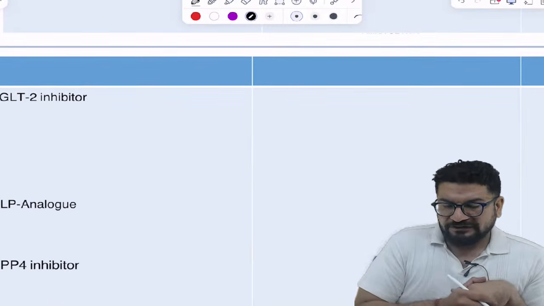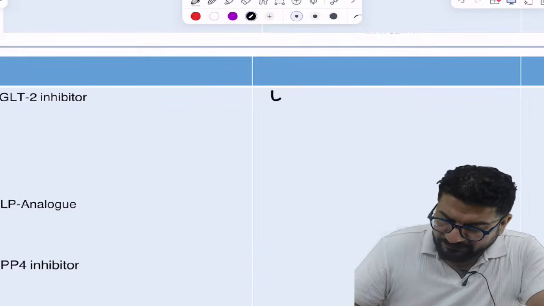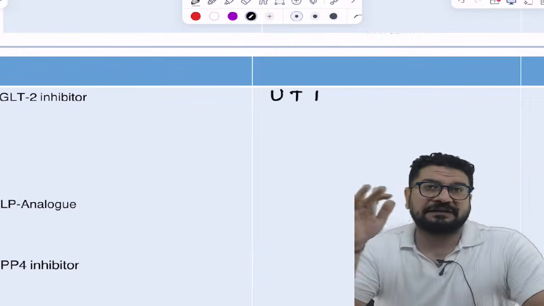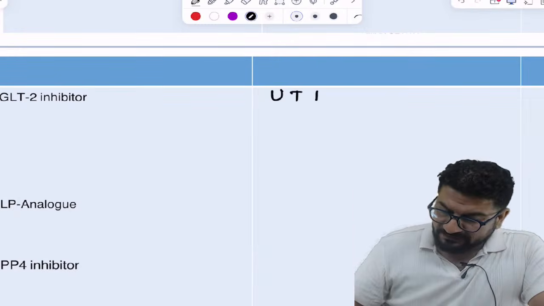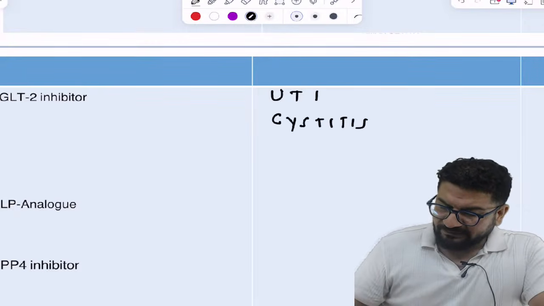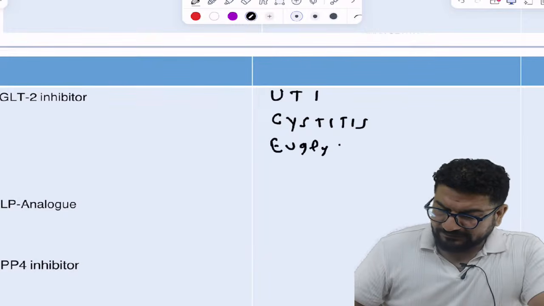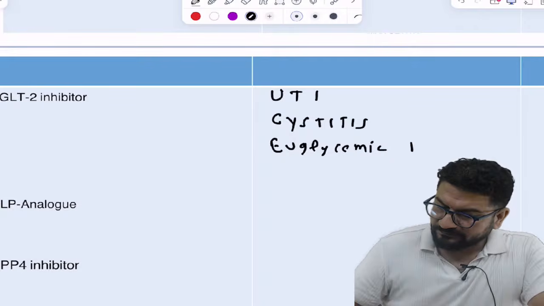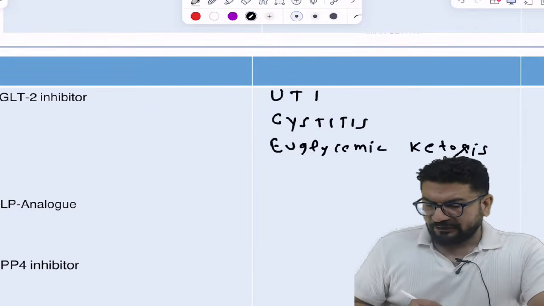SGLT2 inhibitor, so what are the side effects of these drugs? So they can lead to UTI. This question has come the last 2 times, they can ask it again. They can lead to cystitis. Then remember they can lead to a condition called euglycemic ketoacidosis. This is an expected question. Euglycemic ketoacidosis.